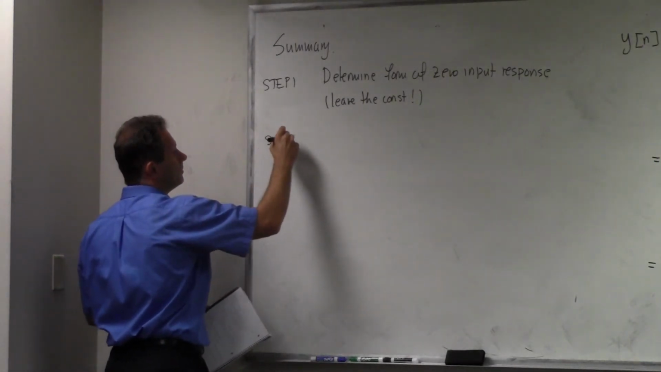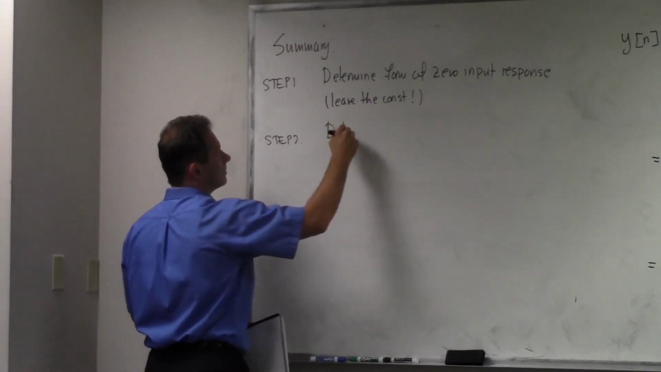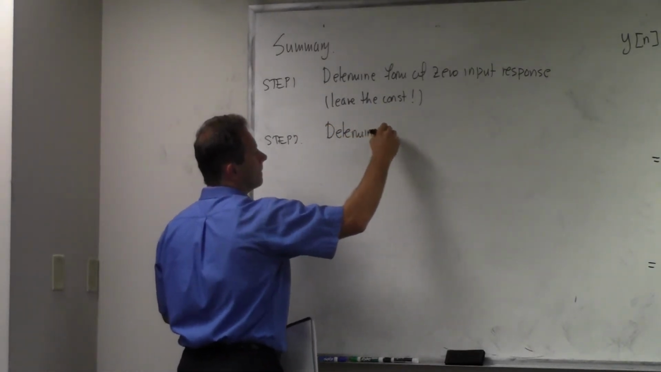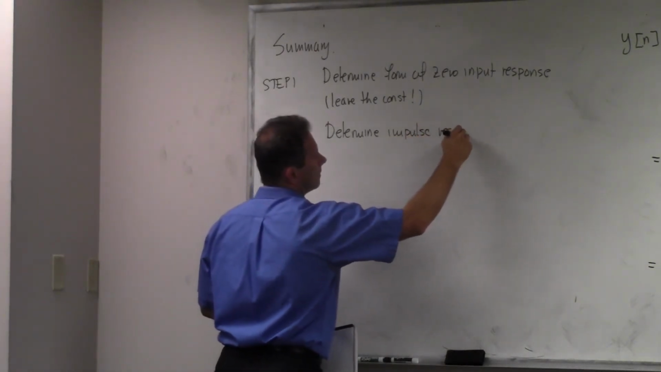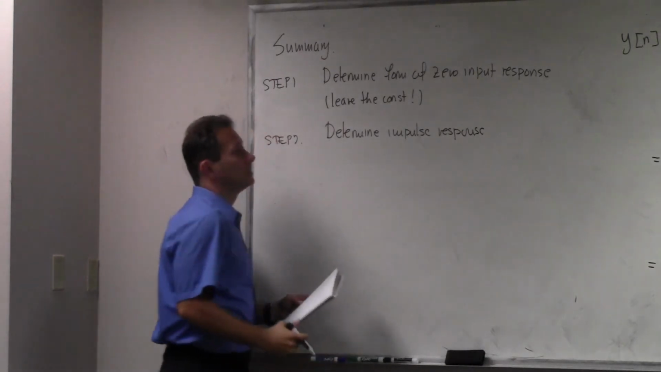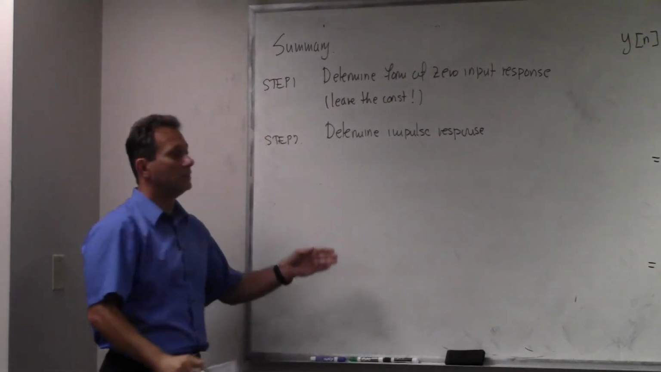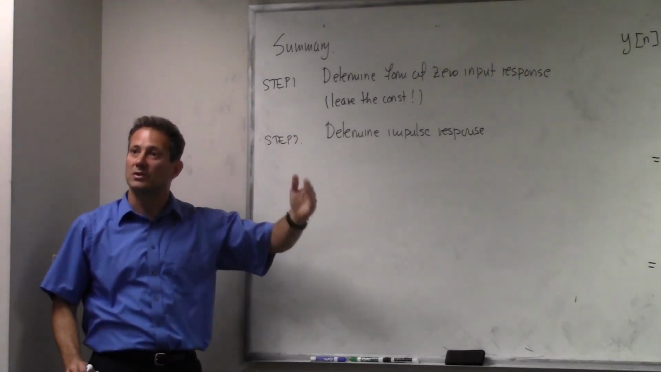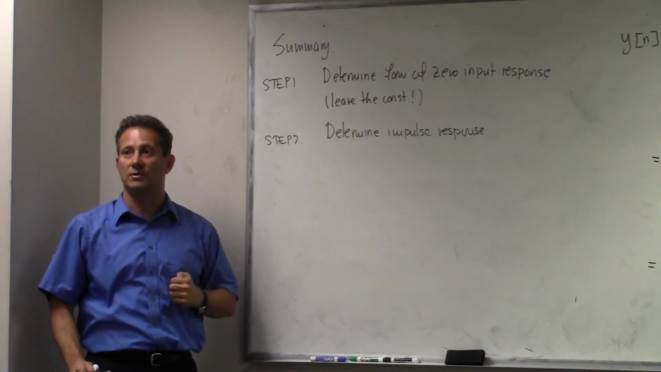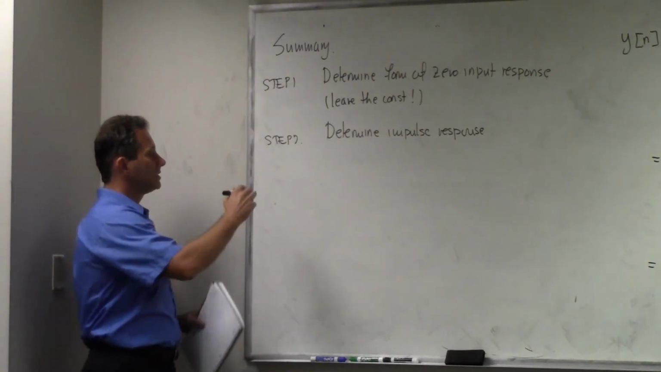Step 2 is determine impulse response. And remember, this step has a sub-step in which you determine the initial conditions for the impulse response by doing recursive evaluation of the difference equation for input x of n equal to delta of n. So that's the second step.